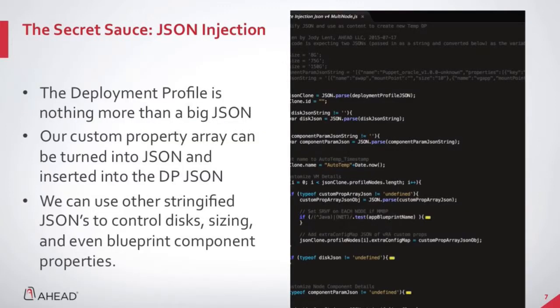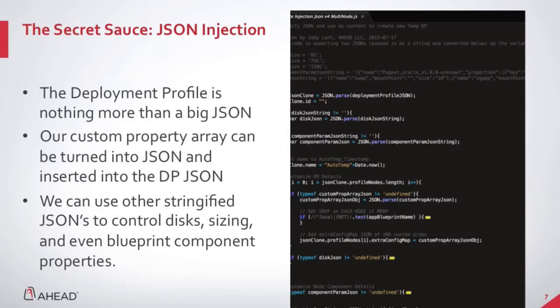The JSON is actually a big single JavaScript object, and that's all a deployment profile is under the hood. So if you get one, you can go in and completely whack nodes and change other nodes, and that's what we're doing. We're injecting about two thirds of the way down, where it says extra config map equals custom property array JSON. We take the JSON of an existing deployment profile, shove in new custom properties, create a new deployment profile named auto temp timestamp, and clone off that.